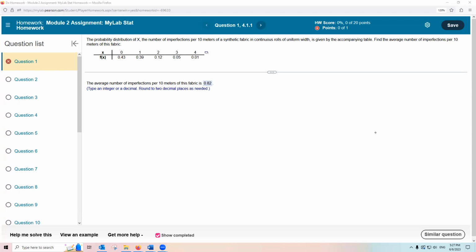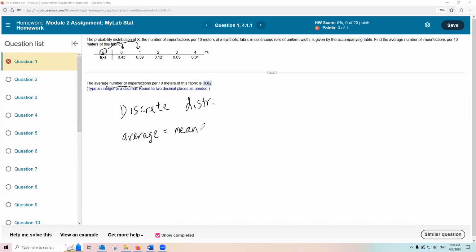So it's giving us a probability density function. And by the way, we call this a discrete distribution here because X is only taking on these particular values of 0, 1, 2, 3, 4. So this is a discrete distribution. And what they're asking us here is find the average number of imperfections. Well, if we want to find the average, another way to say that is the mean.